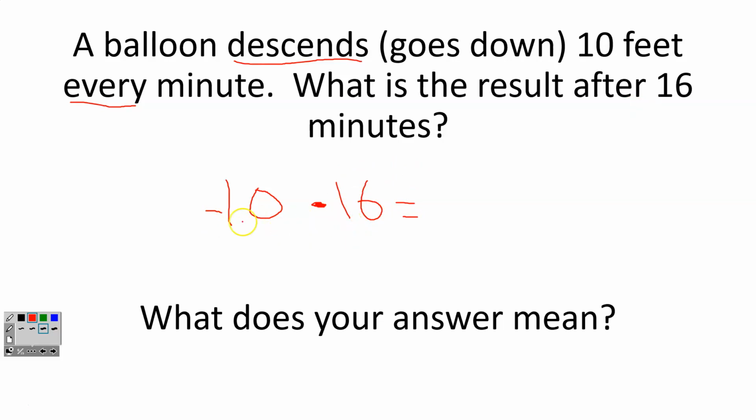I notice that I only have 1 negative in my problem, so I know my answer is going to be negative. And 10 times 16 gives me 160. So my answer is negative 160. But what does that answer actually mean? Well, what this says is it went down or descended 160 feet. So if I put my answer in terms of words, that's what it means. It went down 160 feet.